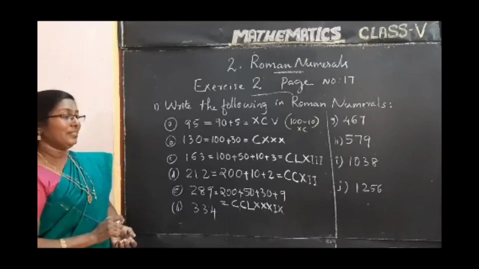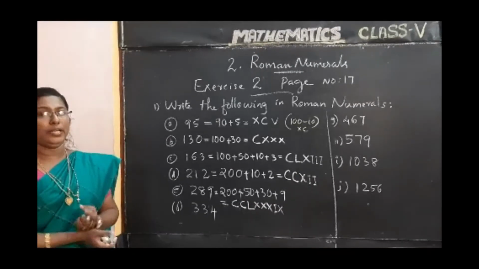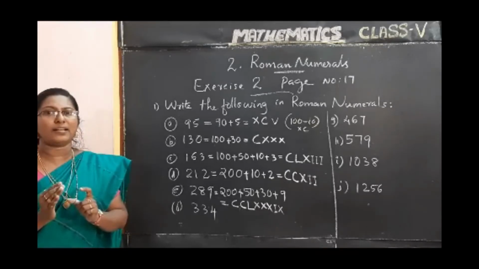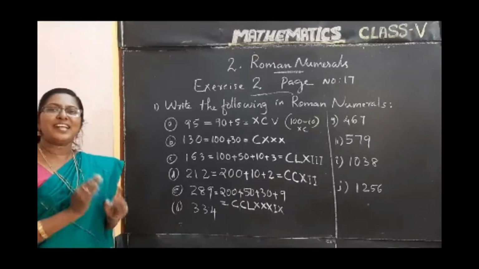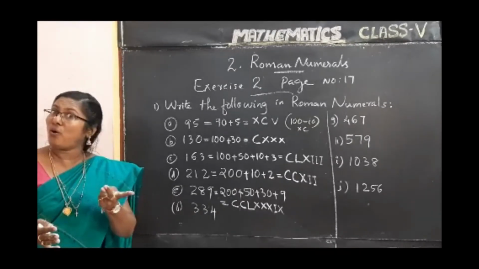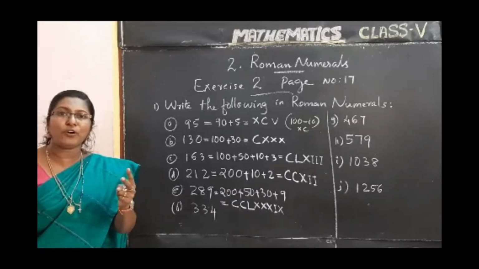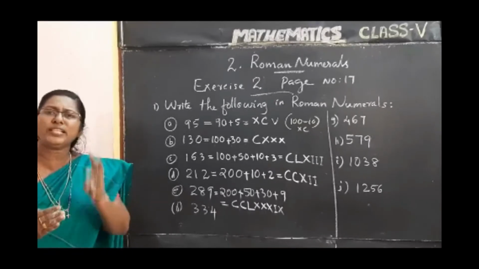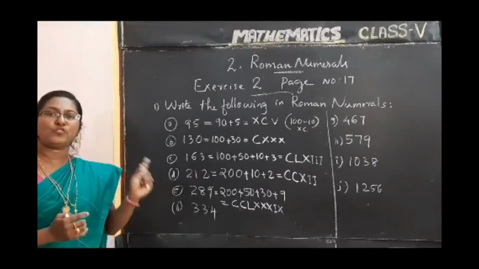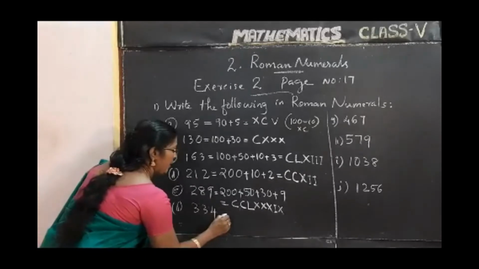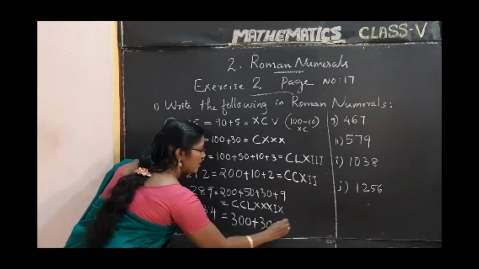Clear? The next one, 334. It can be split up as 300. 100 plus 100 plus 100, 300, plus 30. 10 plus 10 plus 10, 30, plus 4. We cannot write 4I, because the maximum repetition is only 3 times. So we have to write IV. 5 minus 1, that is 4. Okay. Here 300 plus 30 plus 4.